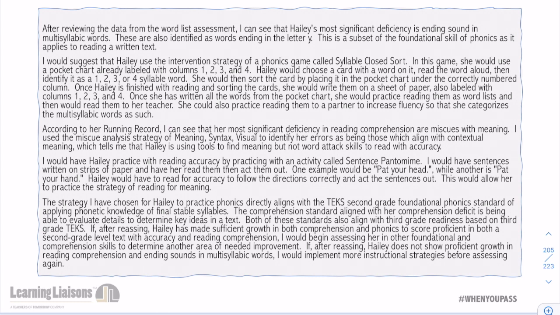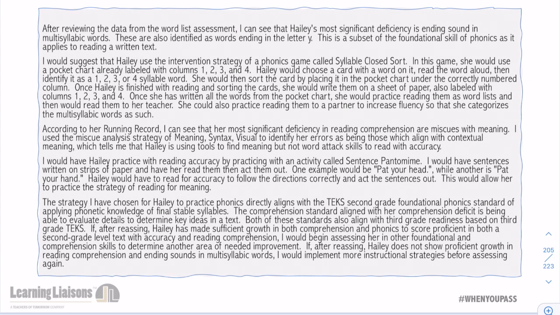Once she has written all the words from the pocket chart, she would practice reading them as word lists, and then read them to the teacher. She could also practice reading them to a partner to increase fluency so that she categorizes the multisyllabic words as such. According to her running record, I can see that her most significant deficiency in reading comprehension are miscues with meaning.